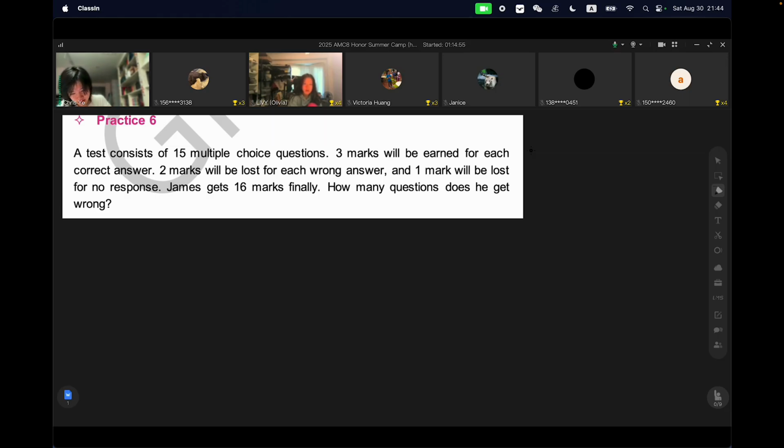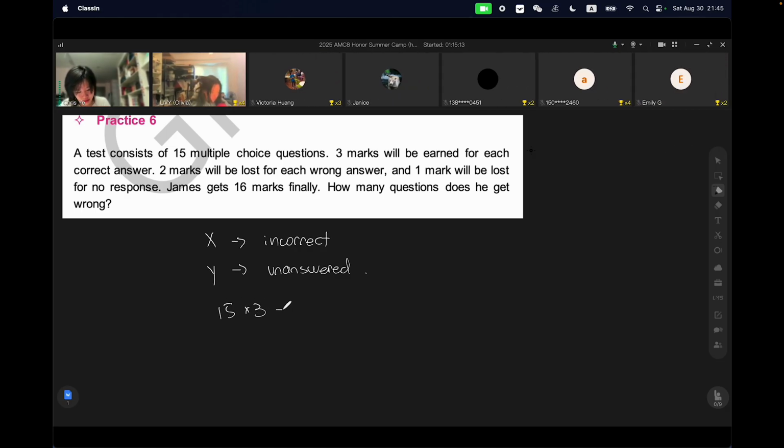So, suppose that he got X questions incorrect, and Y were unanswered. The maximum score would be 15 times 3. So 15 times 3 minus 5x, which is 3 plus 2, minus 4y, which is 3 plus 1, will be equal to 16, sorry. So therefore, we have 5x plus 4y equal to 45 minus 16 equal 29.